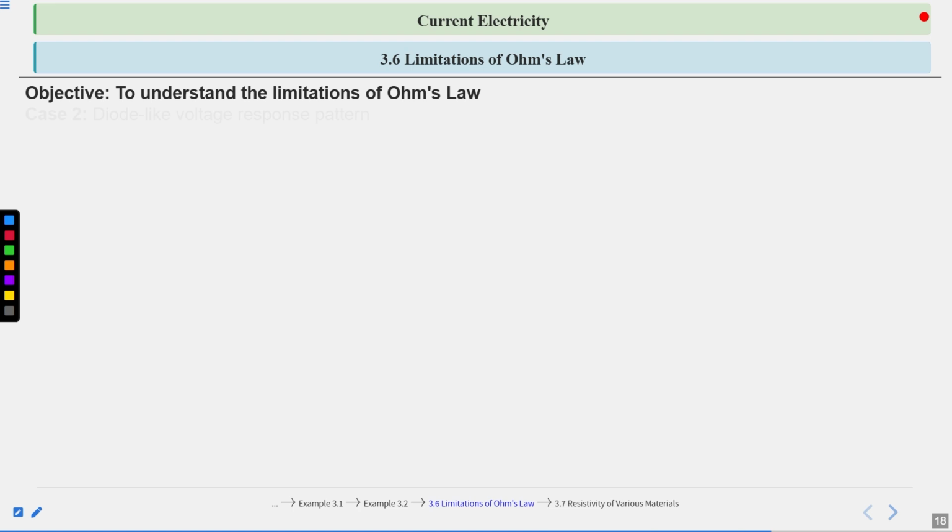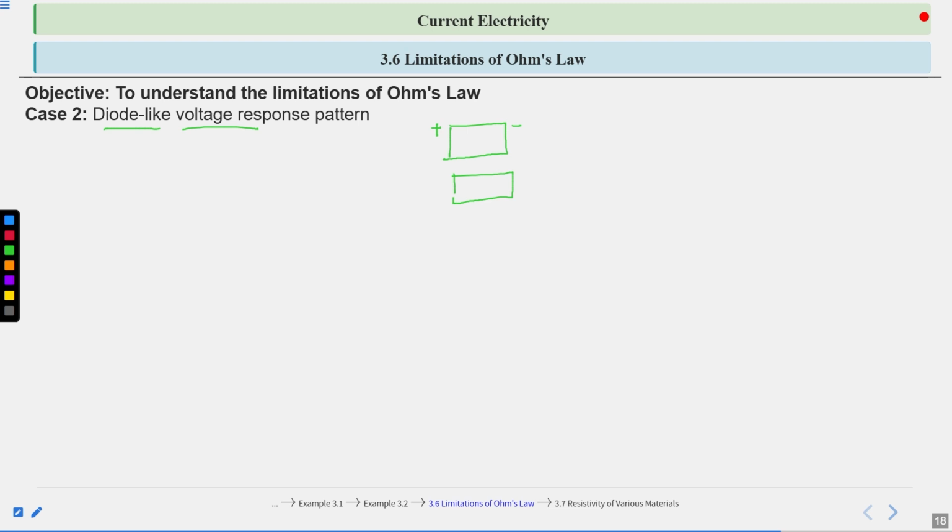Okay, second case: diode-like voltage responses. In a diode, what is there? We apply a potential difference across the ends of the diode. Then we reverse the terminals. Initially, if this is the diode material and we apply potential in this way, this end is at positive potential and this is at negative.